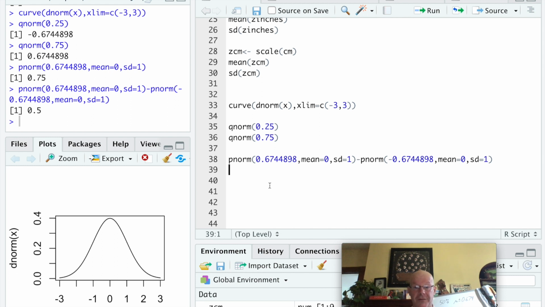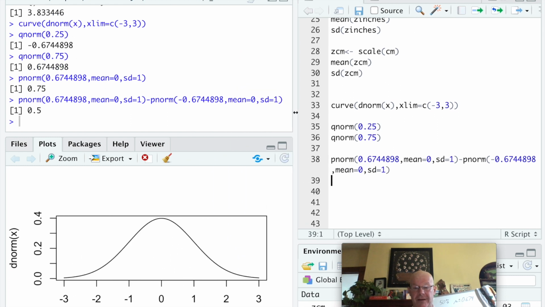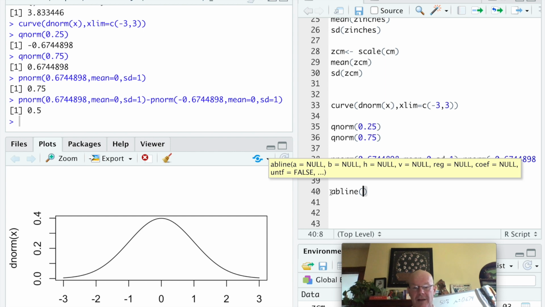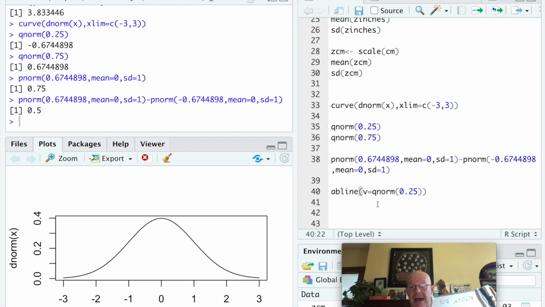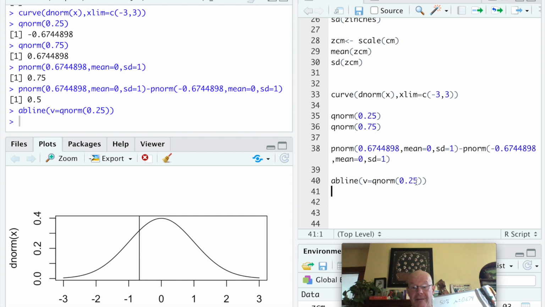And so what's happening here is I can use this neat little function to add stuff to this. I'm going to take this value here, and I'm going to use a function called abline, and it'll draw a line on our plot. We'll see in a couple of weeks why it's called abline, but let's just call it abline from now. It's going to be a vertical line at qnorm equals 0.25. And then I could do the exact same thing and add a line at 0.75.